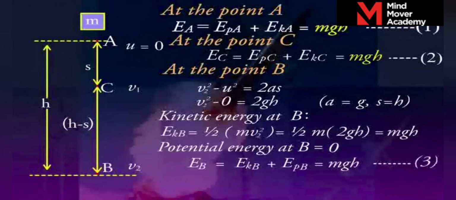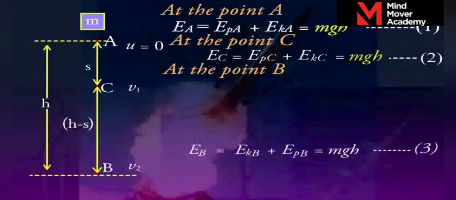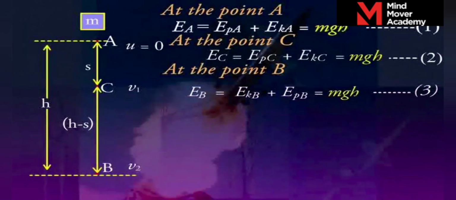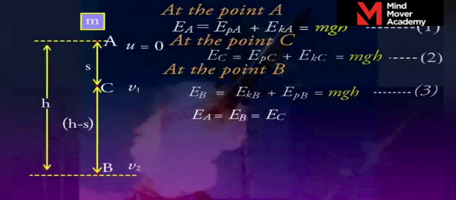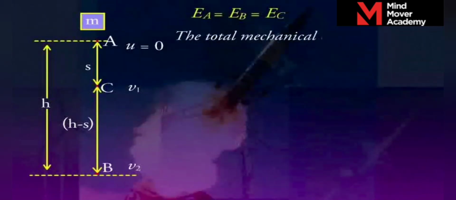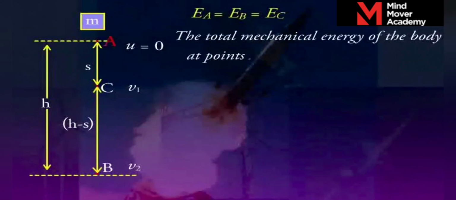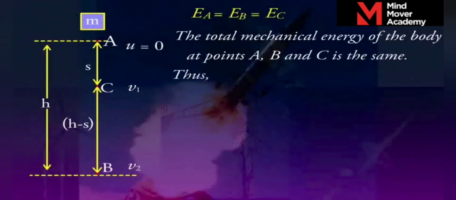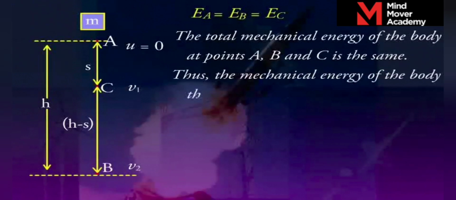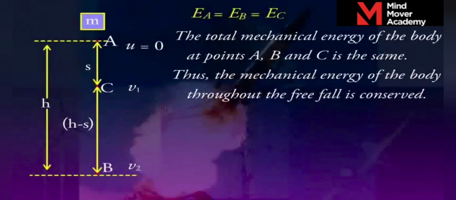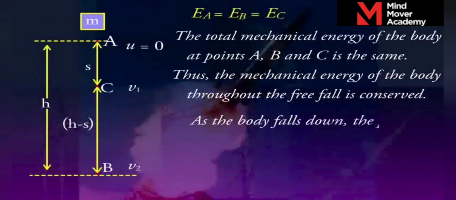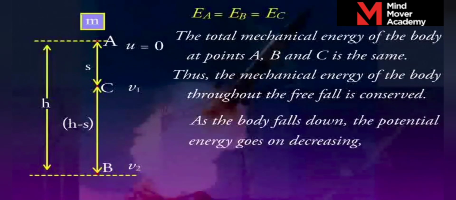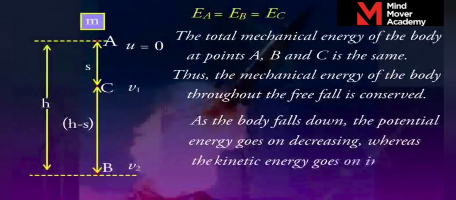This is equation 3. From equations 1, 2 and 3 we get EA is equal to EB is equal to EC. The total mechanical energy of the body at points A, B and C is the same. Thus, the mechanical energy of the body throughout the free fall is conserved. As the body falls down, the potential energy goes on decreasing, whereas the kinetic energy goes on increasing.